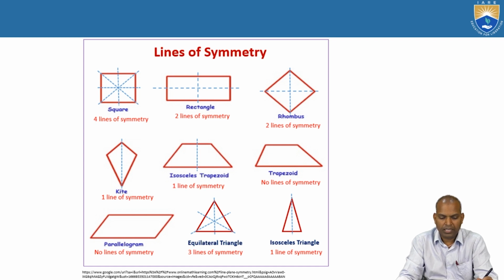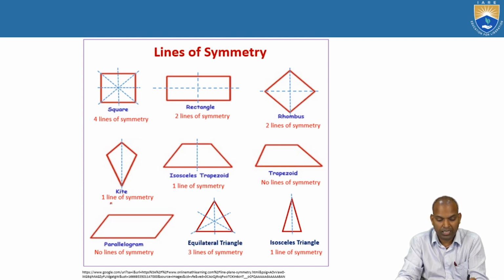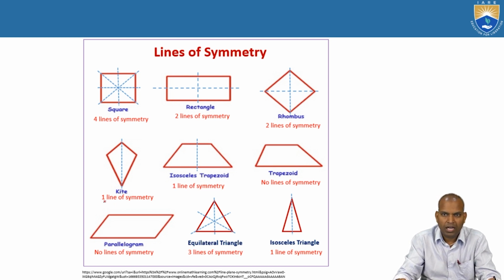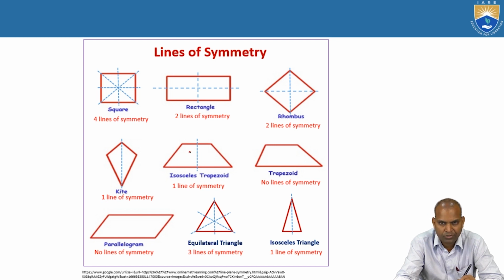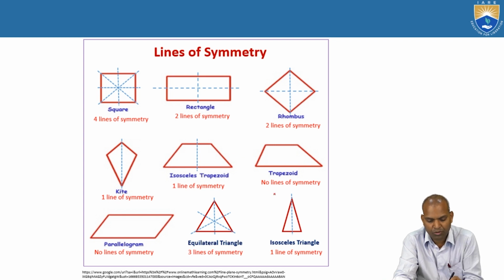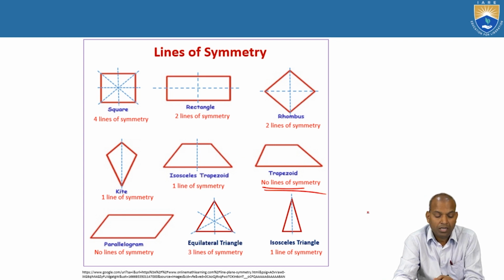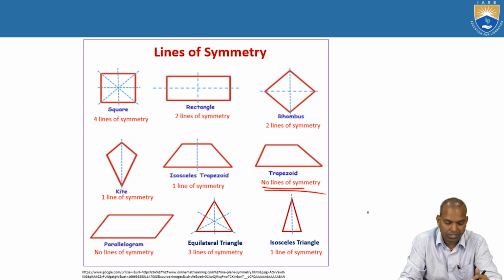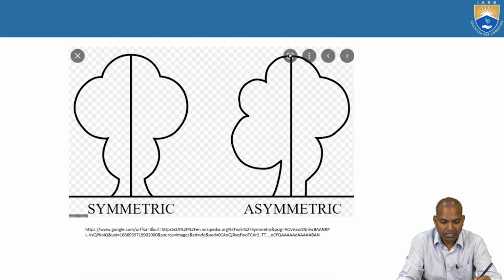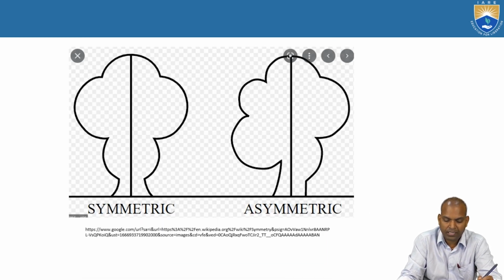Now here, there are certain things. The one-line-of-symmetry figures include the kite, the isosceles trapezoid, and the trapezoid. Actually, the isosceles trapezoid has only one line of symmetry, whereas a trapezoid has no symmetry; it is unsymmetrical. These are the things we have studied.